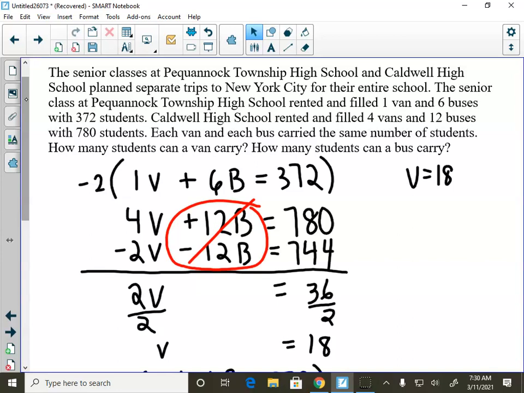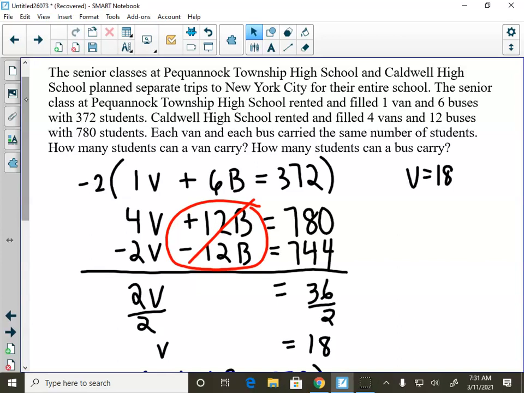So when we look at a problem like this after we've written the equation, you want to look to see what kind of problem is it? Is it set up for elimination? Is it set up for substitution? In this case, it wasn't set up for either one, but it was easy to manipulate it into one of the other forms.